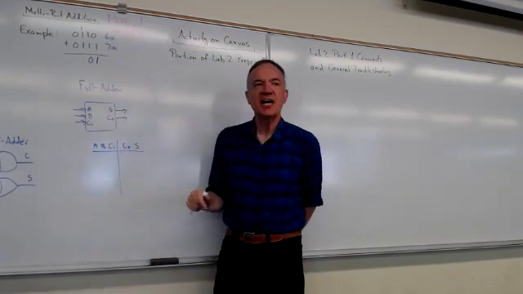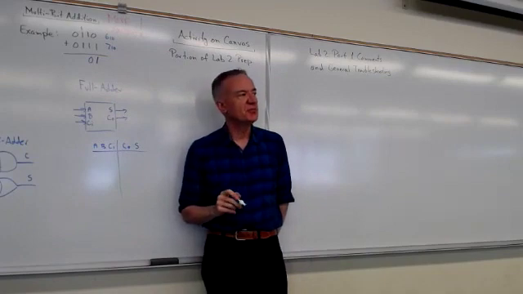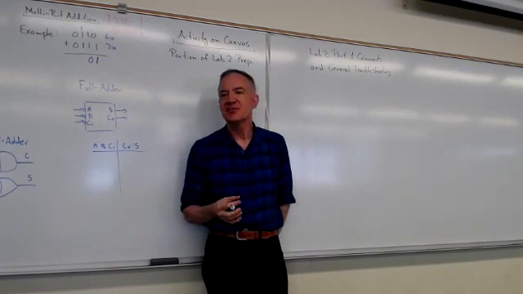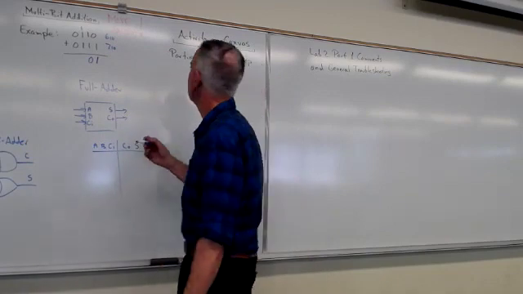Okay, so since the full adder has 3 inputs, how many rows are going to be in its truth table? 3 inputs, where each input can either be a 0 or 1, is going to give us how many unique combinations? 8. How do you figure it out? What's the formula? I gave you this formula, didn't I?